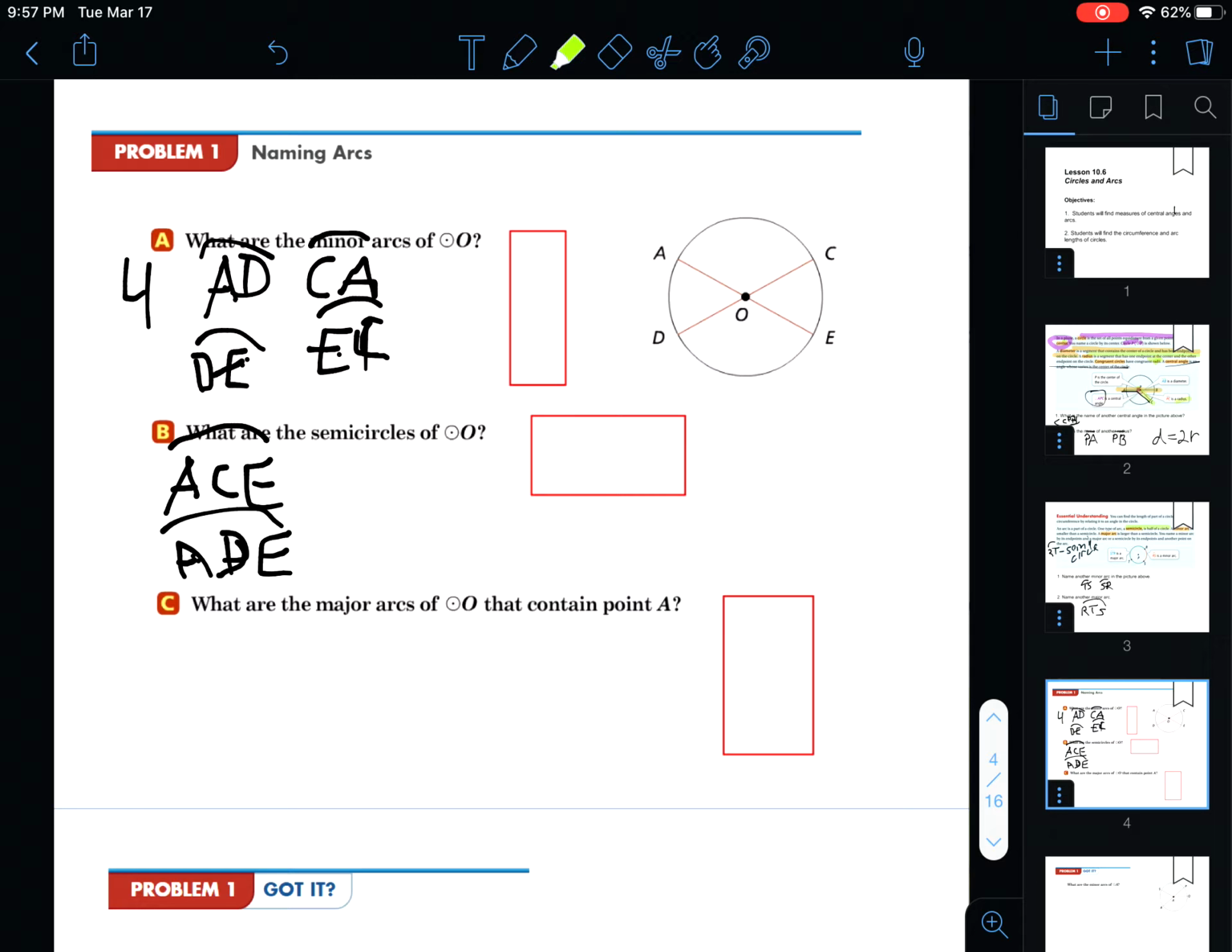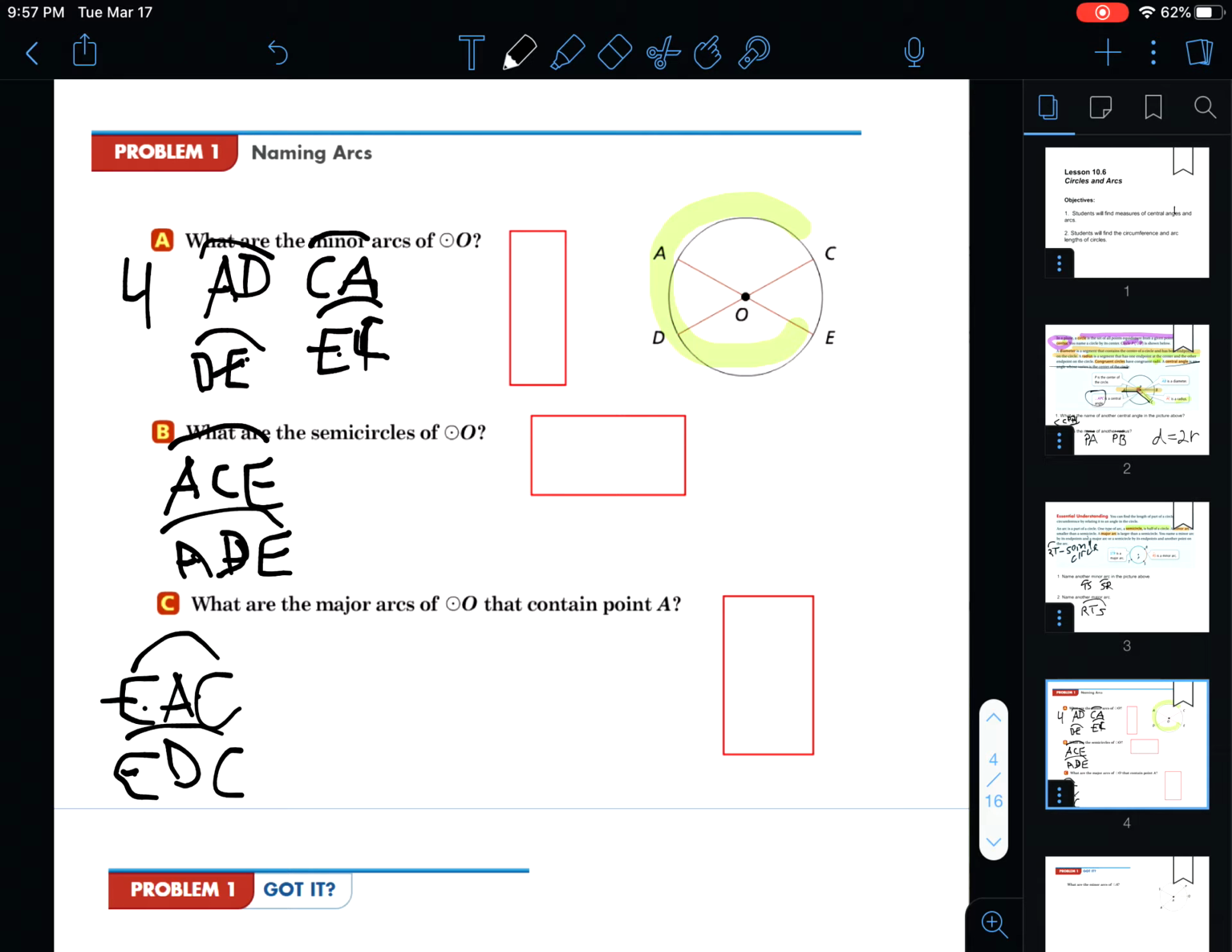Major arcs would wrap all the way around past the half, so you could call that one arc EAC, or you could even call it EDC. Just make sure you go all the way around and not just EDA.